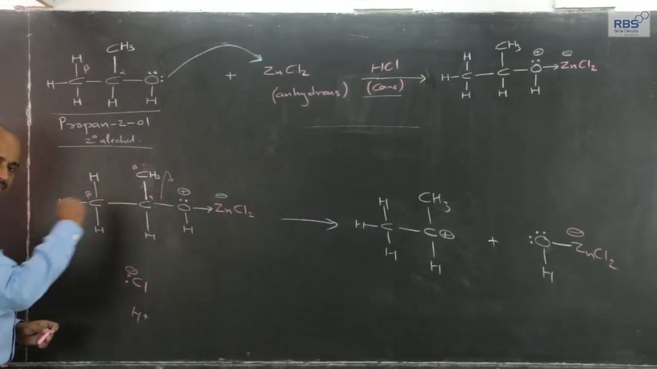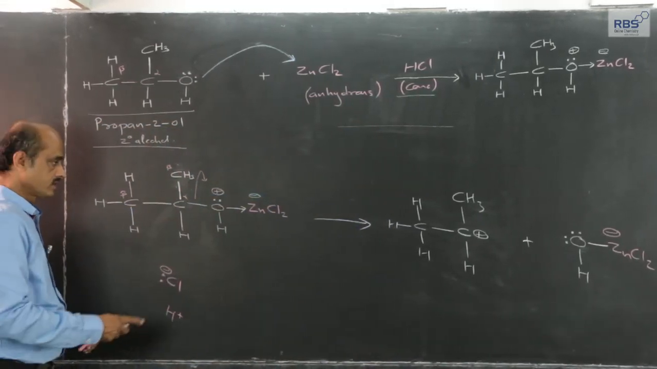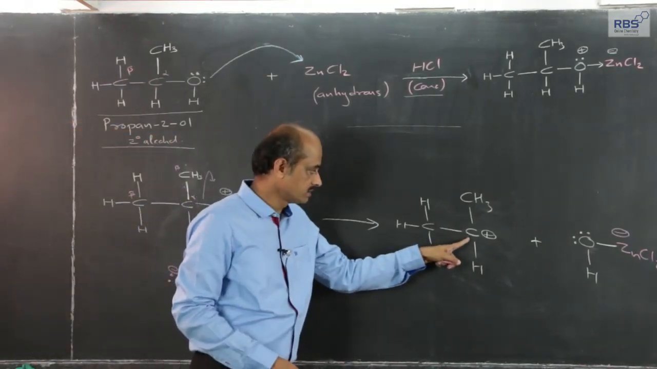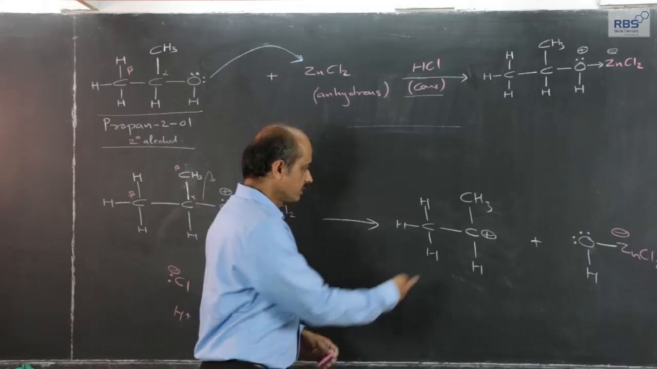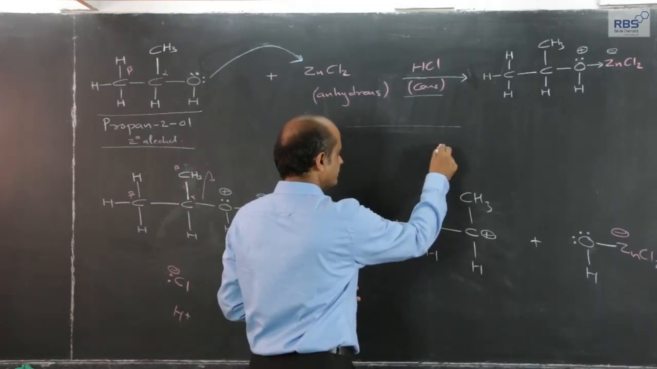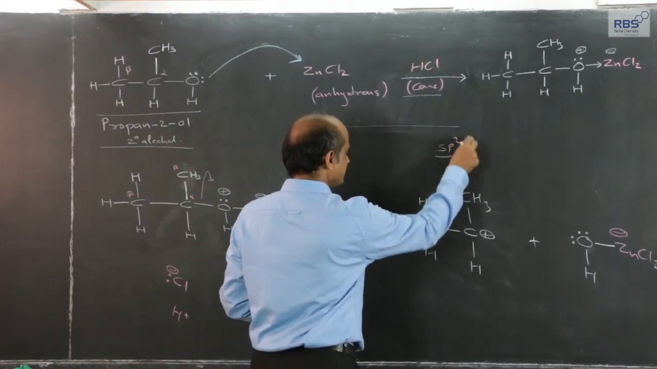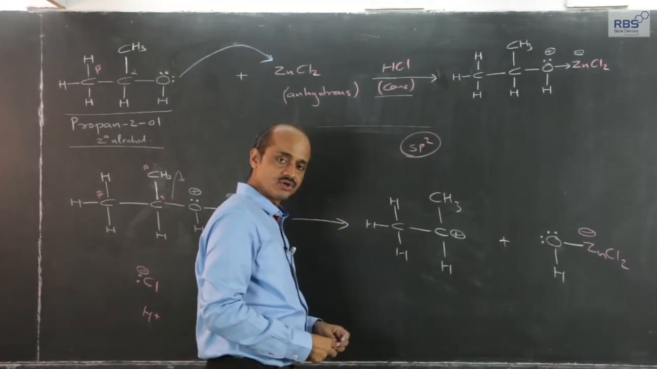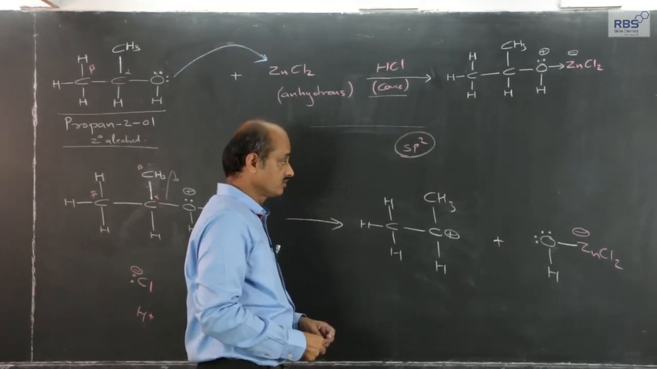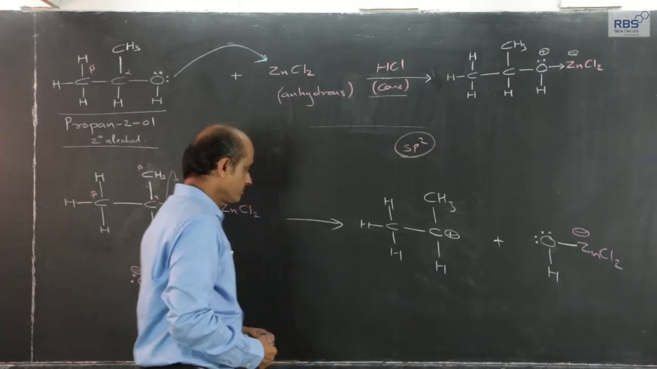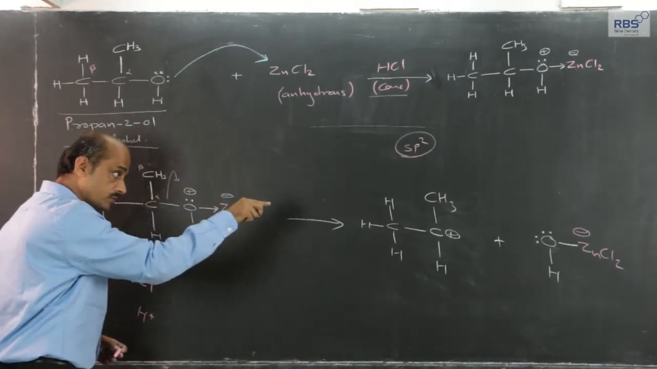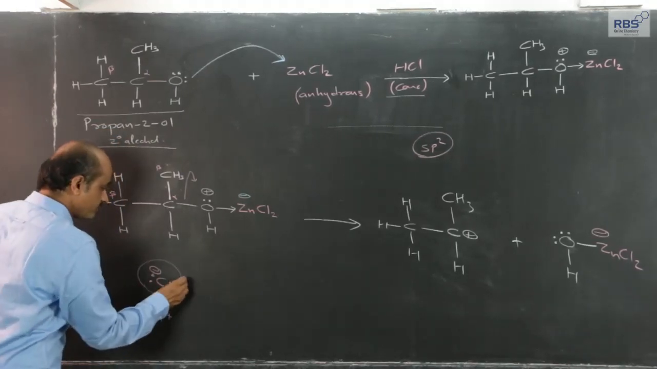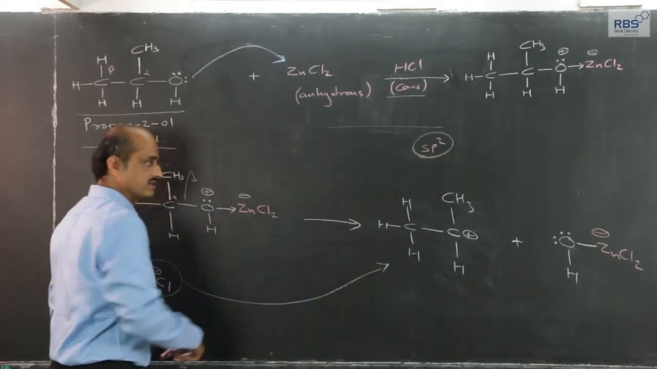So, here carbonium ion formation has taken place, and the moment the carbonium ion is formed, the positively charged carbon has 3 bond pairs. Therefore, the carbon in a carbonium ion is sp2 hybridized in a plane, which we have studied in our discussion of hybridization. It is very important. And after the formation of the carbonium ion, the attack of Cl minus ion will take place.